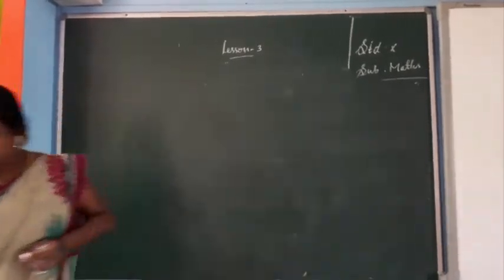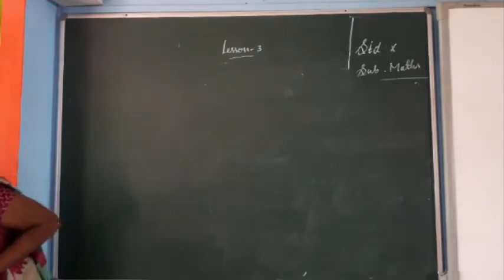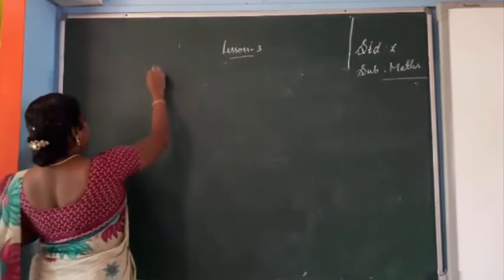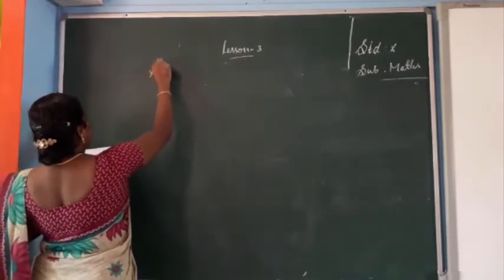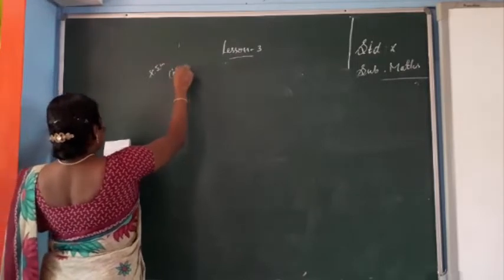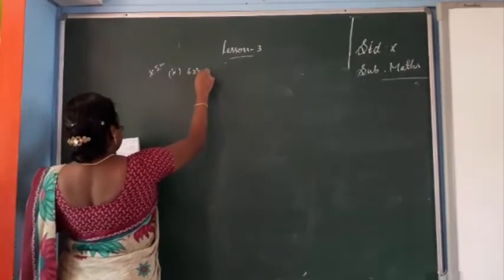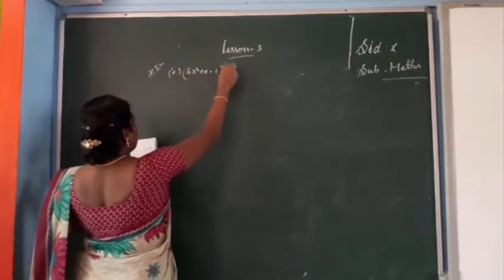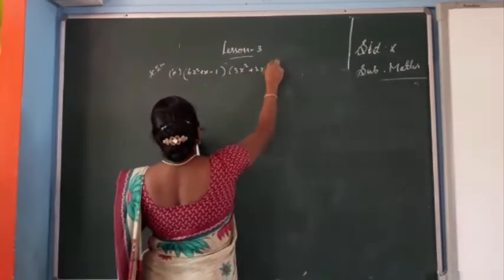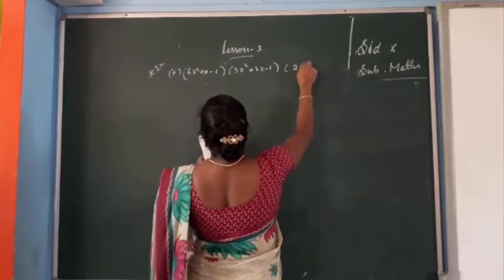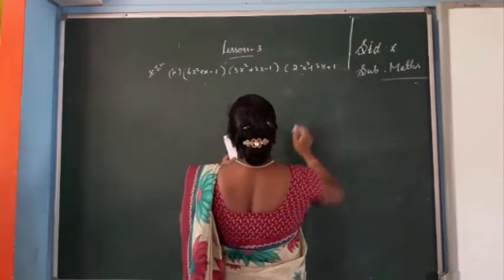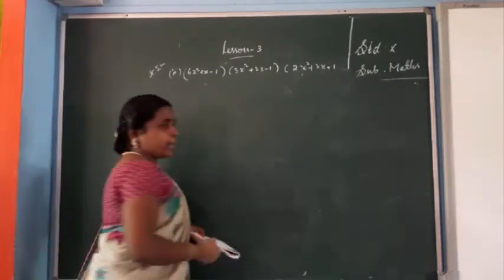Next, second subdivision. Second subdivision and third subdivision are important 5 mark problems, 5 marks. Second subdivision is 6x square plus x minus 1, into 3x square plus 2x minus 1, into 2x square plus 3x plus 1. So here also, how to find the square root of it.